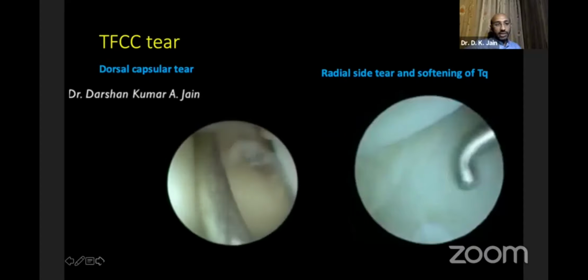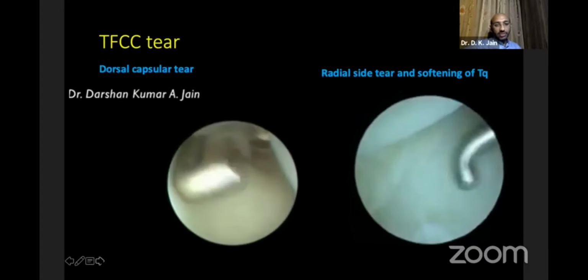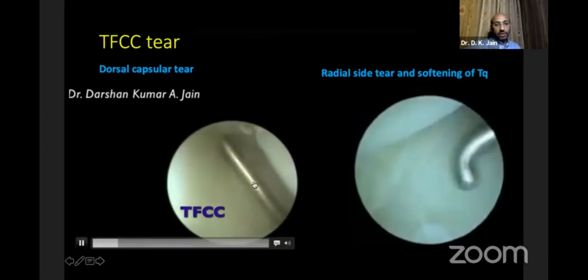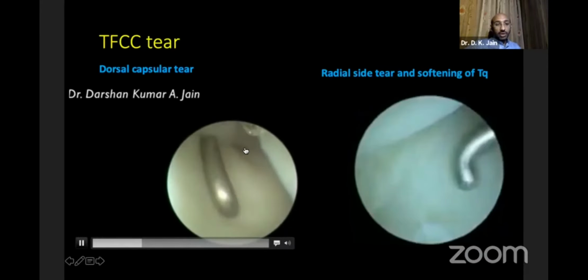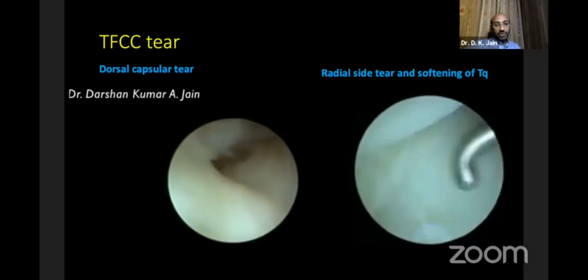So similarly, you can see TFCC tears. These are some tears which were shown as normal. Here, the MRI was reported as normal, whereas you see a dorsal capsular tear. The trampoline effect is not good. You can't feel a good trampoline effect. You could lift it off. That's a dorsal capsular tear.